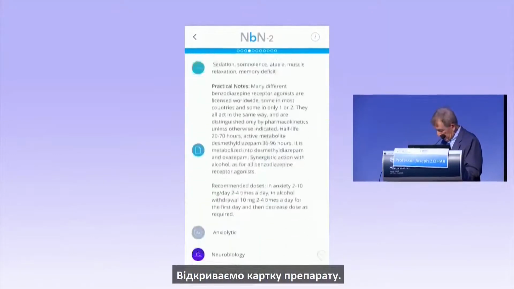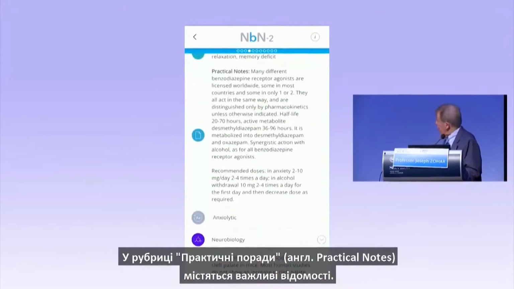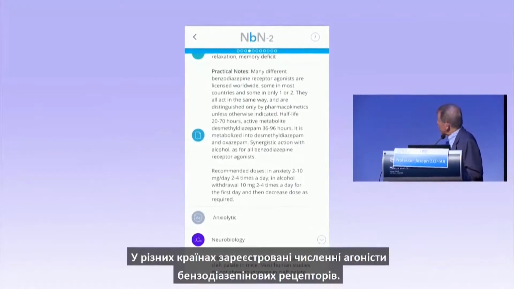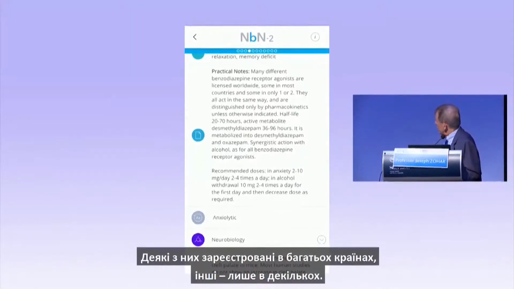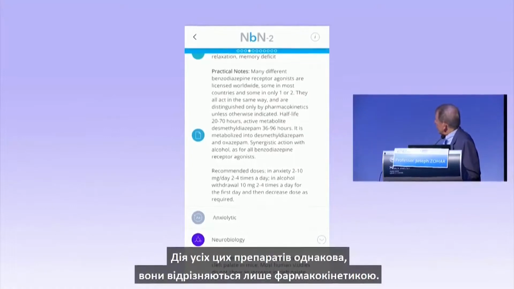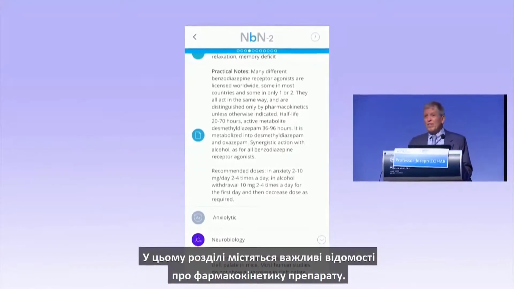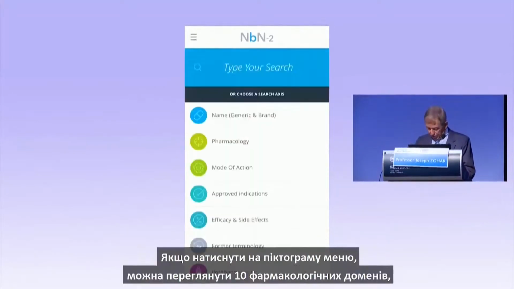And then in the practical note, we got something that I think helps us to understand better. It's written: many different benzodiazepine receptor agonists are licensed worldwide, some in most countries, some only one or two. They all act in the same way and are designated only by pharmacokinetics and so on. So basically it gives us very important clues regarding pharmacokinetic properties.